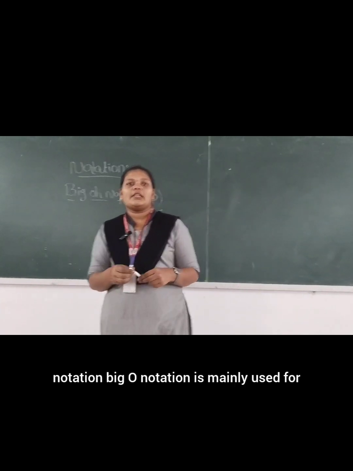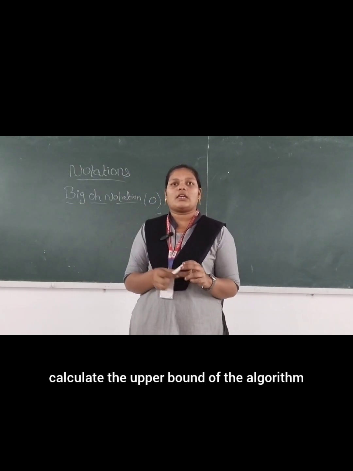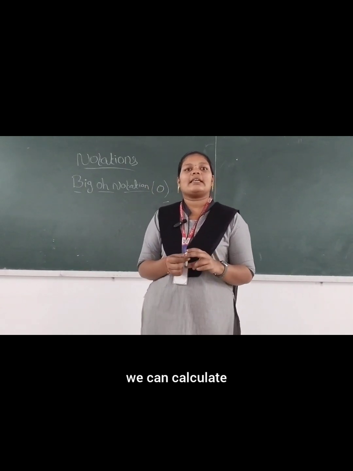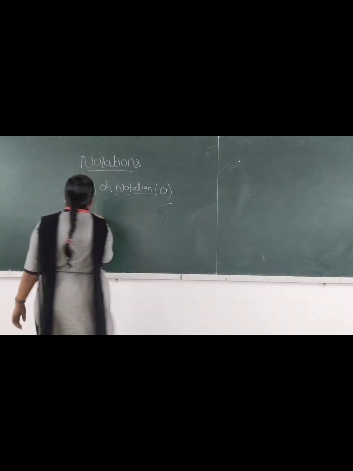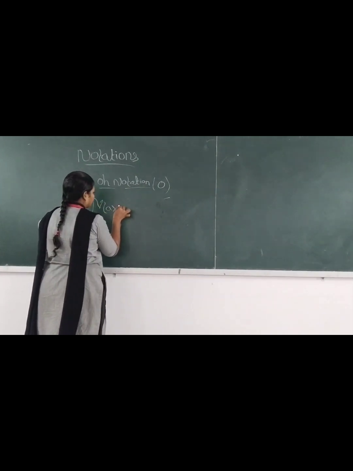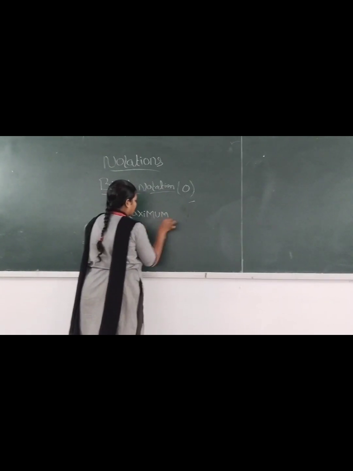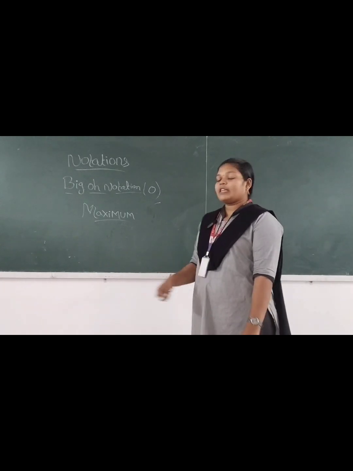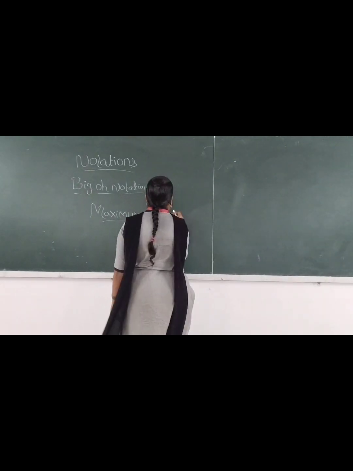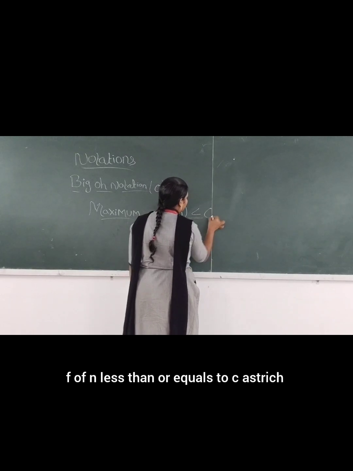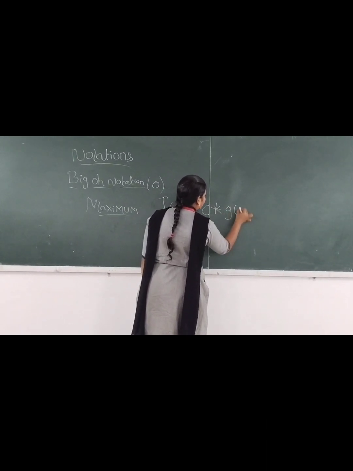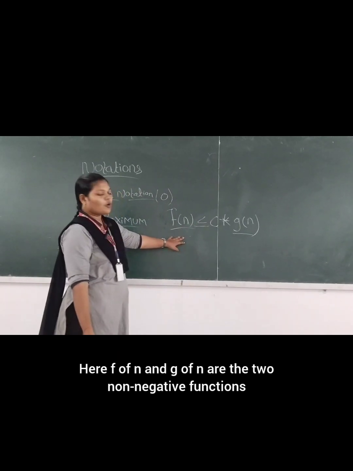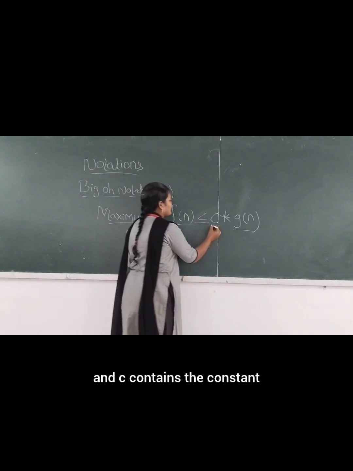Big O notation is mainly used to calculate the upper bound of the algorithm. In this we can calculate the maximum amount of the time complexity. We can use the formula f of n less than or equals to c asterisk g of n. Here f of n and g of n are two non-negative functions and c is a constant.